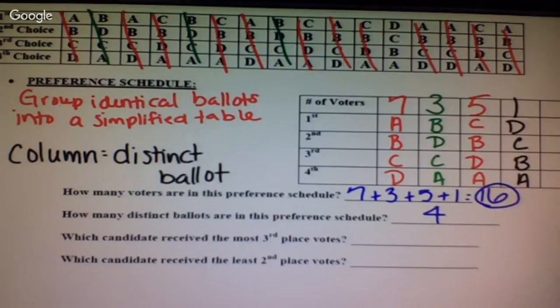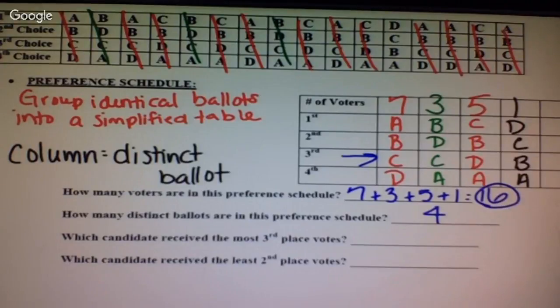Which candidate received the most third place votes? So we're only looking at third place. We're only looking at this row. Which candidate received the most? C. How many votes did C get? 2. No.